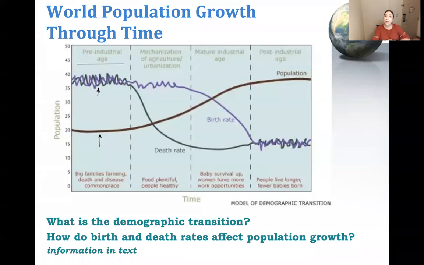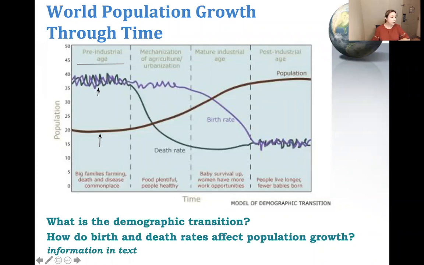Now, this is the pre-industrial stage. So what this says down at the bottom is big families are farming, death and disease are commonplace. So this is before the Industrial Revolution. It's before mechanized agriculture, right? Before we had like tractors and stuff like that. So the pre-industrial age, pretty much all countries have passed out of this particular stage of the demographic transition, right? Most countries have mechanized agriculture now.